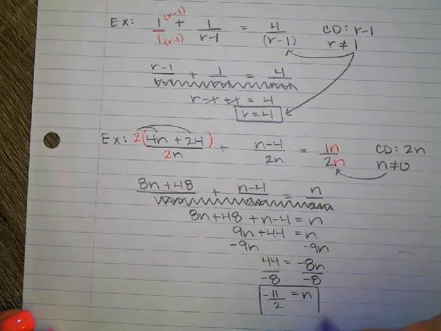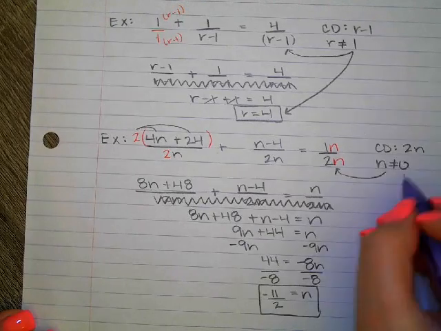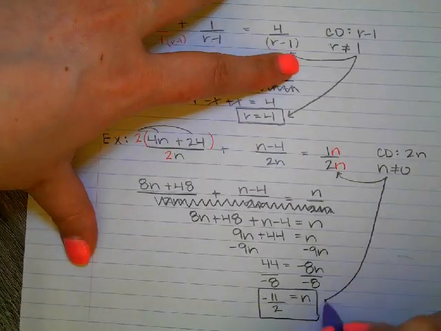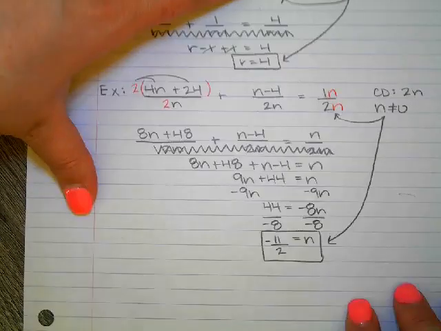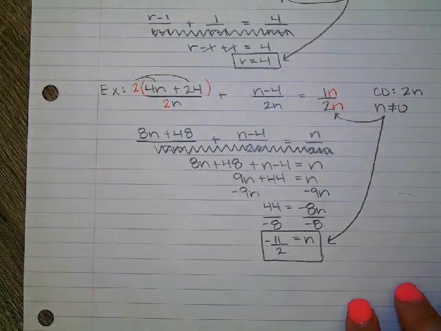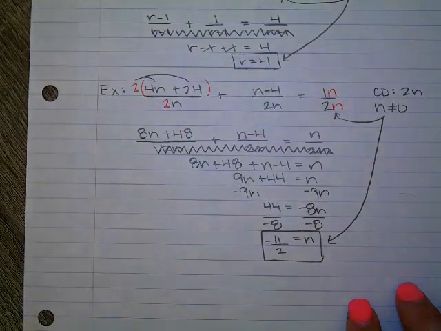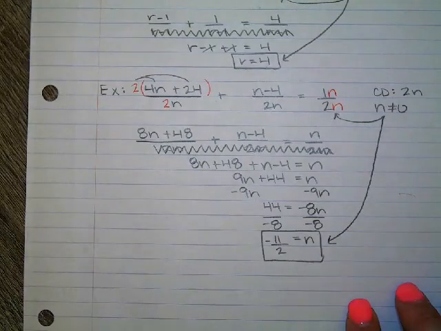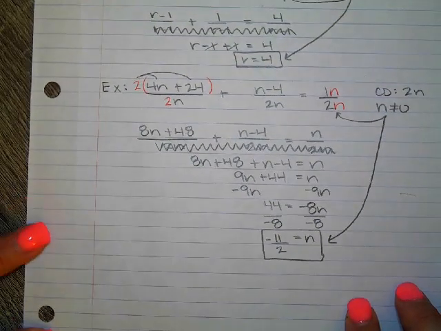Now, I knew my answer was okay as long as my answer wasn't 0. My answer is not 0, so my answer is good. It's a good answer. Didn't have to worry about it. All right. Let's do another example problem.